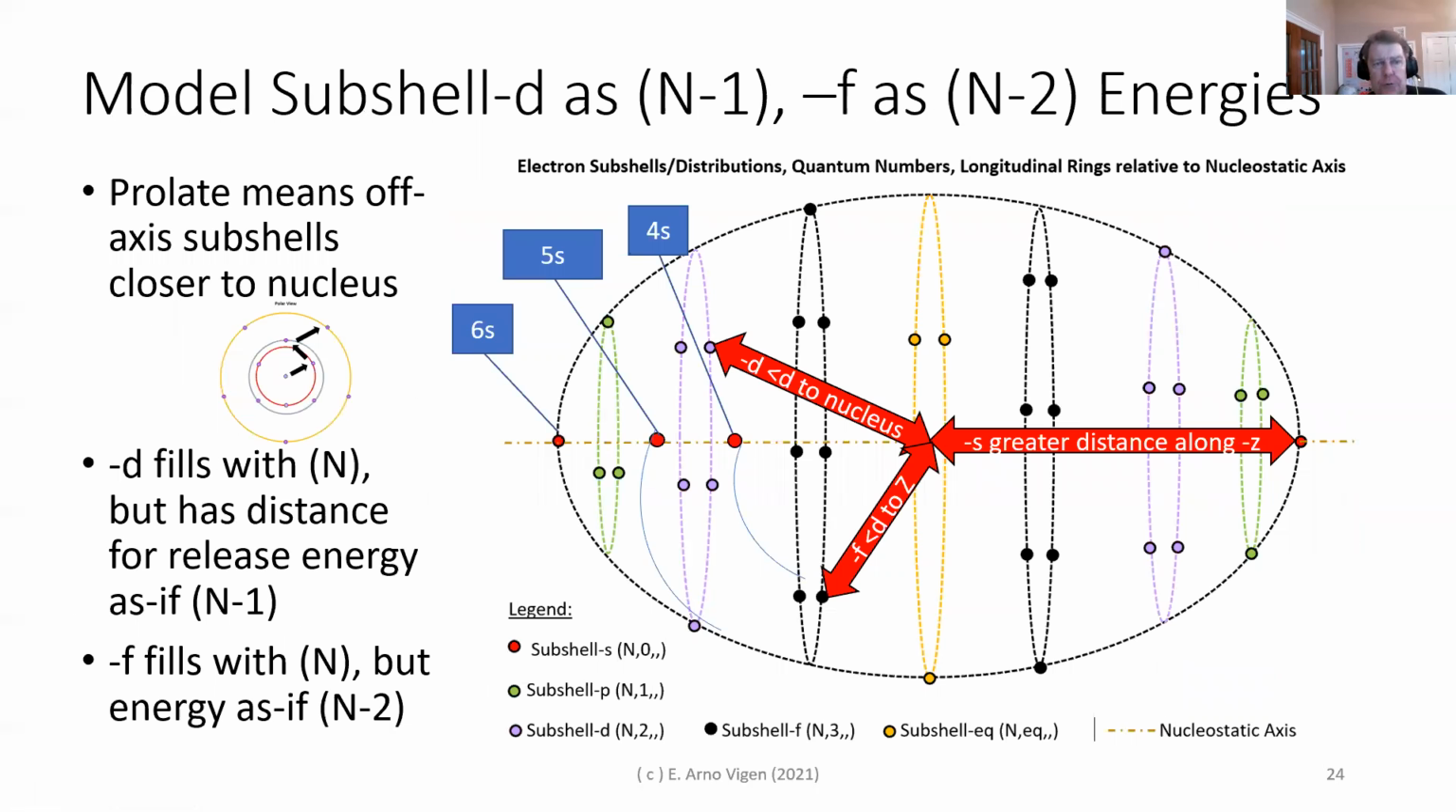Finally, and I think most interesting, when I do this model, basically subshell D and subshell F are interlaced, so they're slightly closer at the off axis, and along the axis they line up. So the subshell-s distance is greater. So subshell D and F fill with N, but have the energies of N-1 and N-2 respectively. That's something that no other computational model can do in a natural settling process.